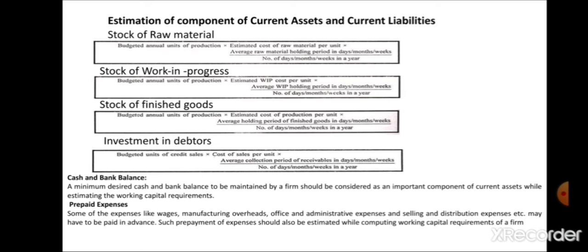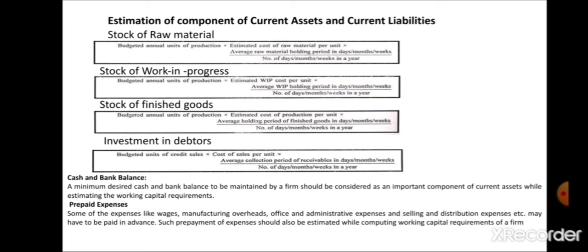First is stock of raw material, that is equal to budgeted annual units of production into estimated cost of raw material per unit into average raw material holding period in days or month or week, whichever is given to you, either it is days, week or month, divided by number of days, months, weeks in a year. If above you have it in weeks, then below also you will take it in weeks, okay?